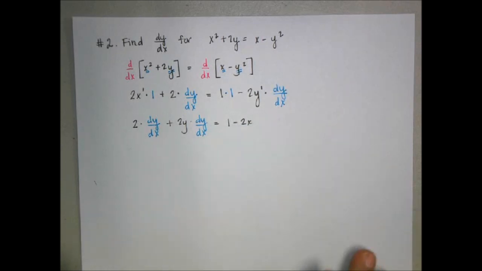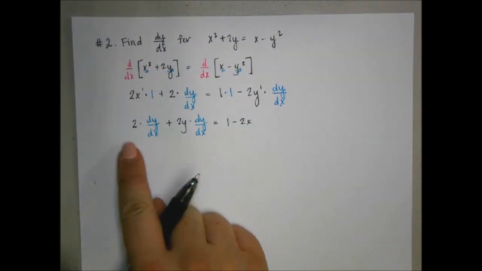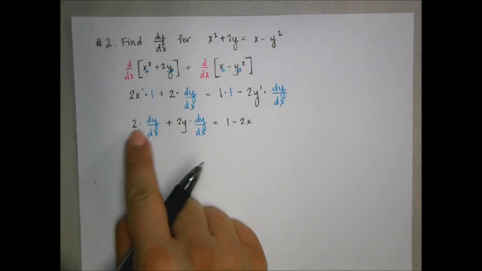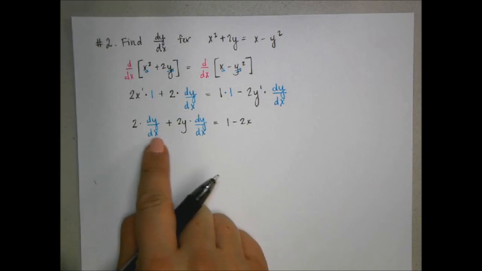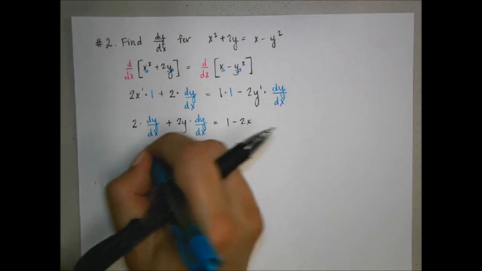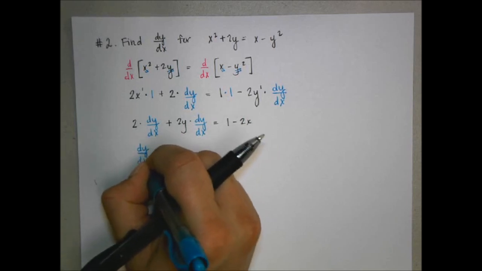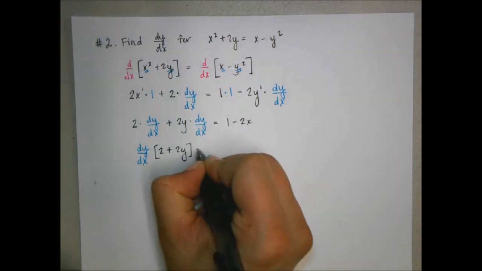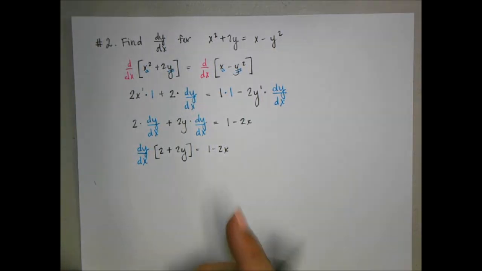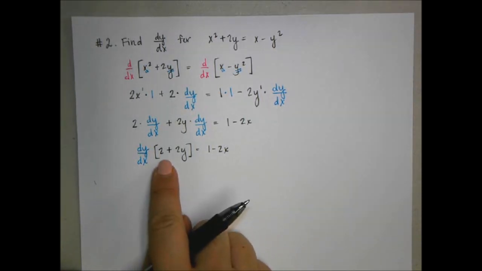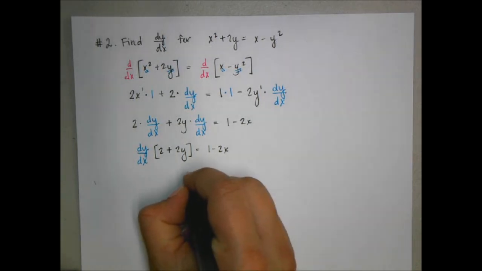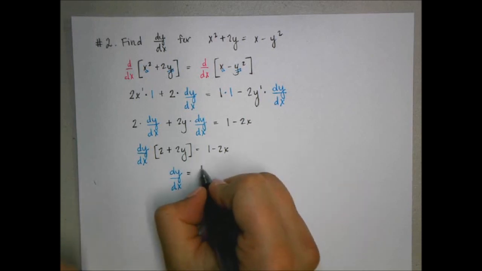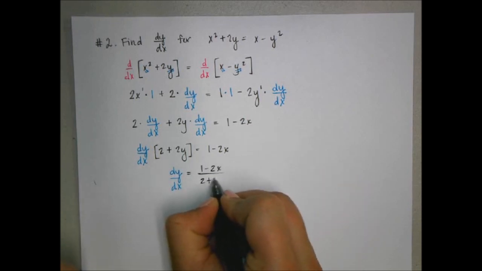So we're almost there. In order to combine these two terms, you'll notice they're not like terms because they both do not have an extra y term. So the only way to get dy/dx by itself is to now factor it out. So we factor out dy/dx, and 2 plus 2y is left. And last step, to get dy/dx by itself, we just divide by 2 plus 2y. So dy/dx equals 1 minus 2x over 2 plus 2y. And that's our answer.